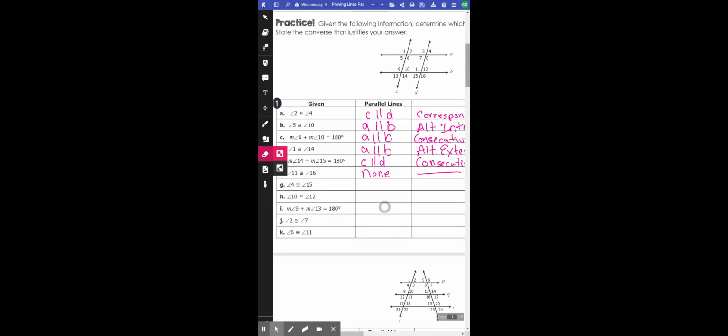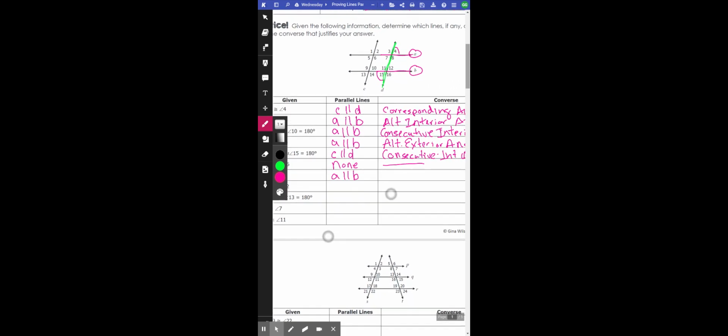Let's look at angle 4 and angle 15. So we have angle 4, we have angle 15. Both share this common line. 15 touches B, 4 touches A. So we have A and B parallel. Angle 4 and angle 15 are alternating exterior.